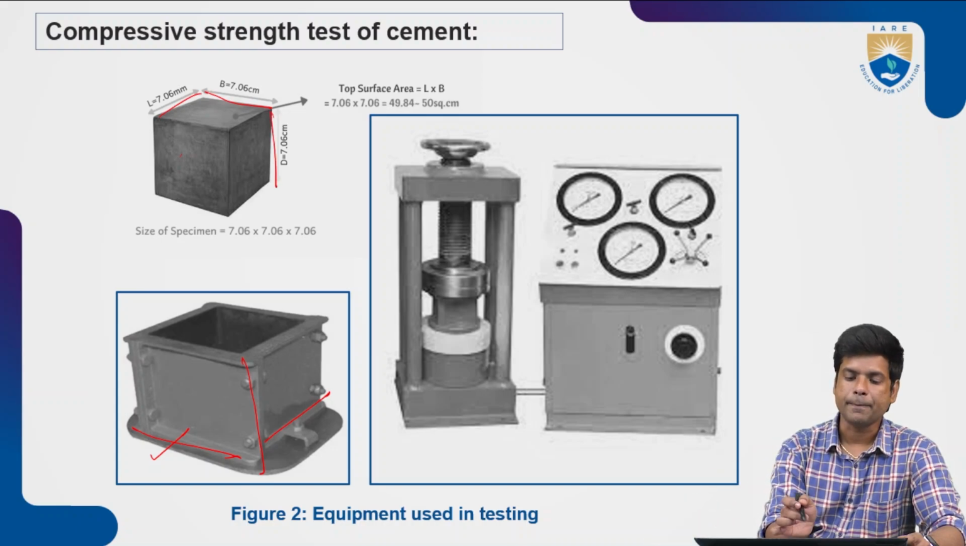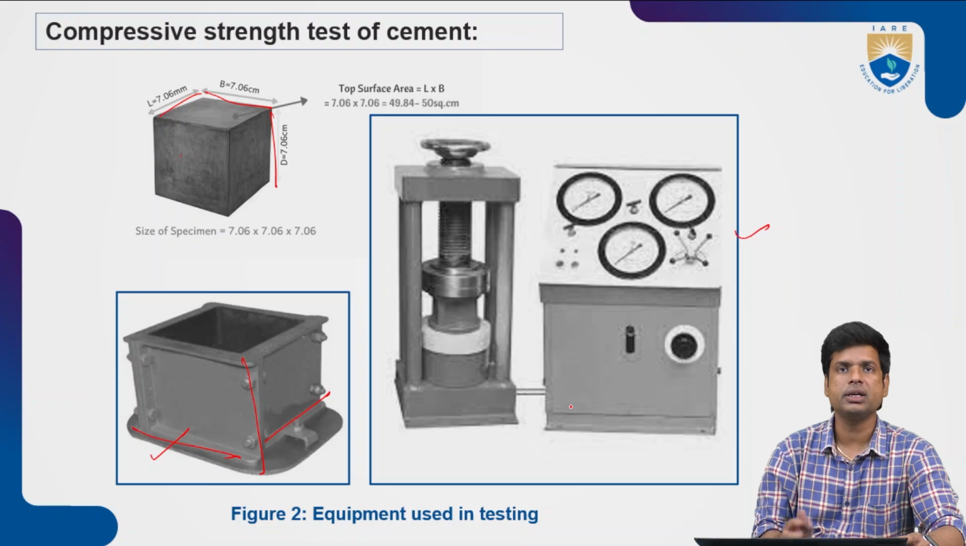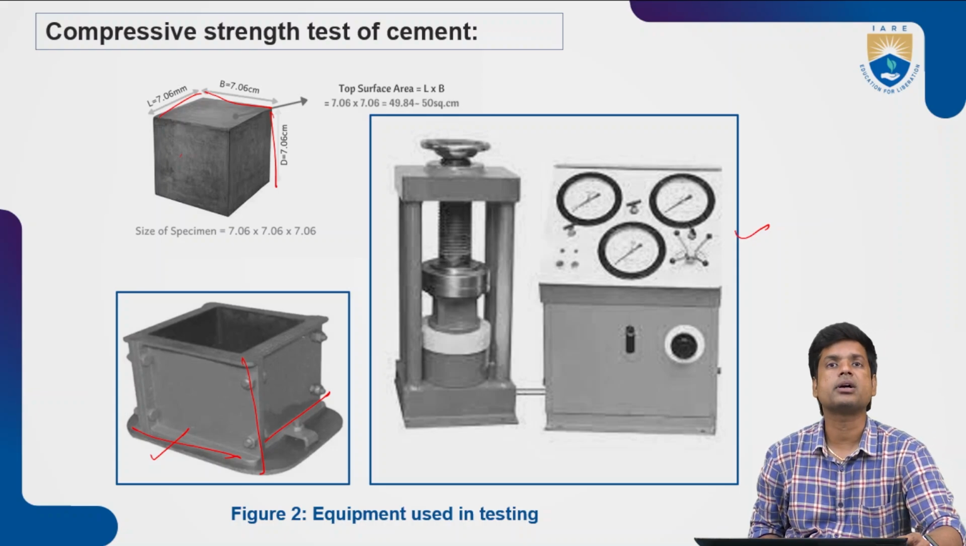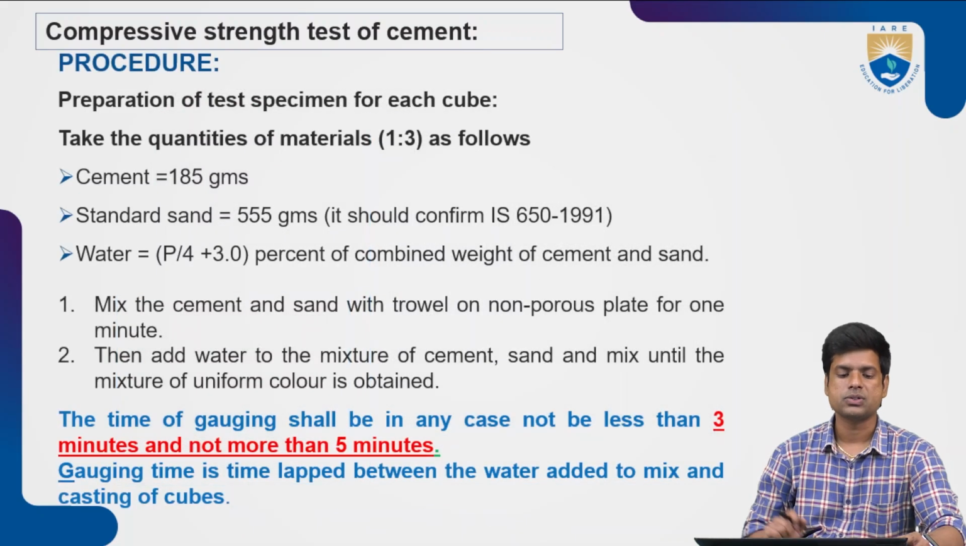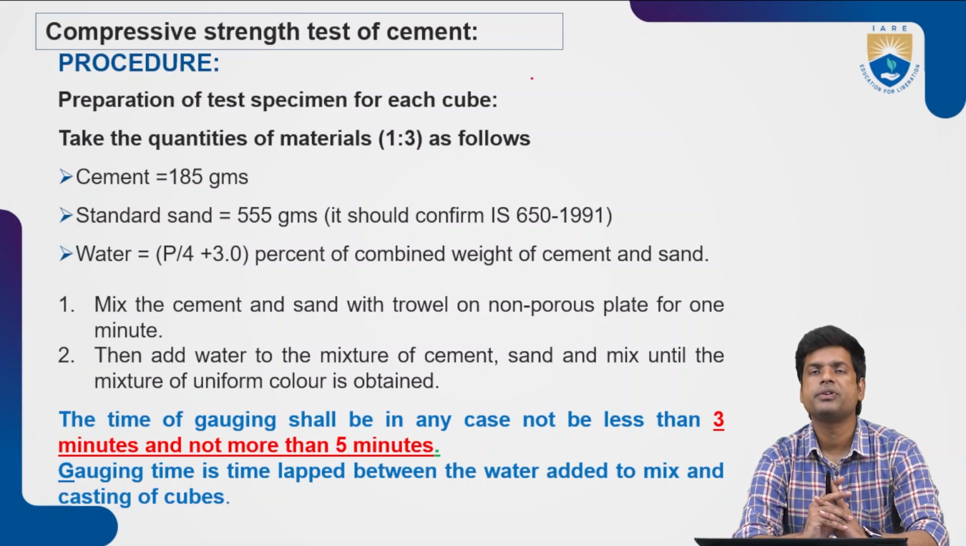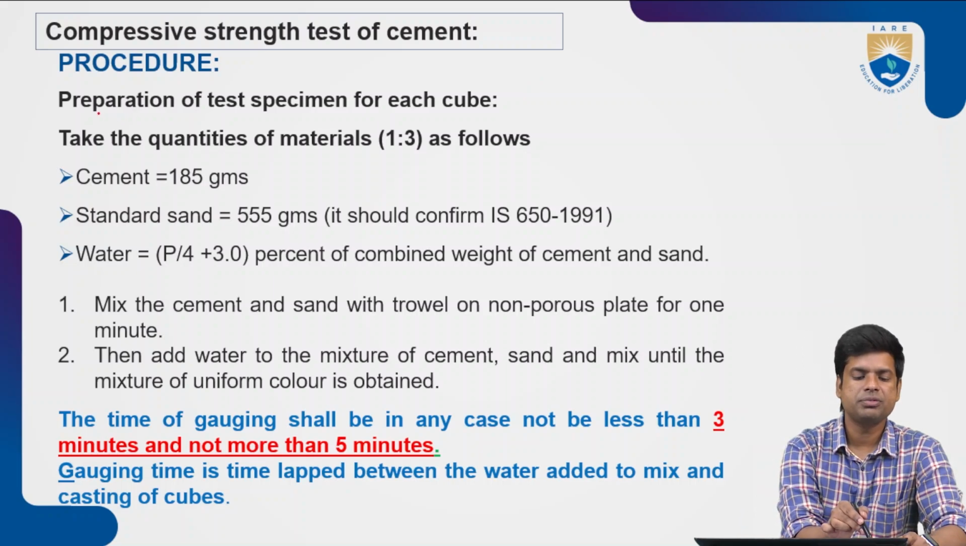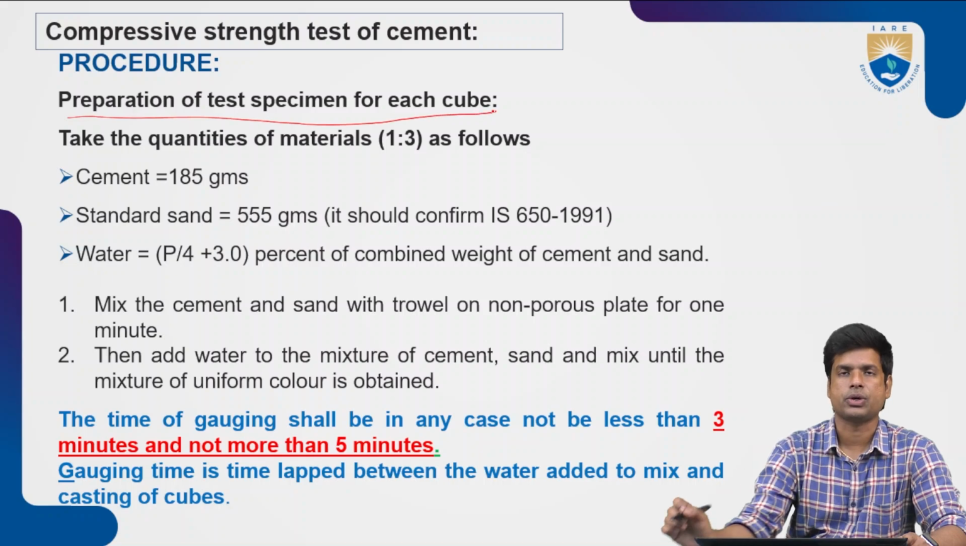And this is the compression testing machine. By using this testing machine, we are going to conduct the experiment, as we did in the concrete testing also. Now coming to the procedure. Before conducting this experiment, first we have to prepare the cement mortar cube. So first, preparation of the test specimen for each cube.